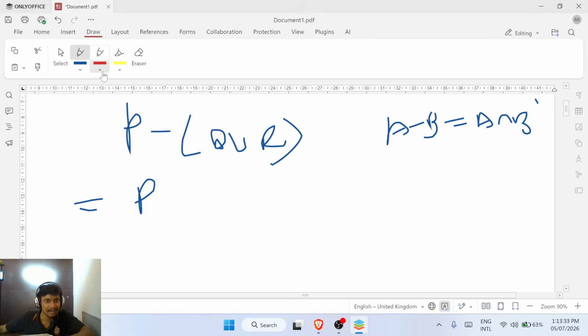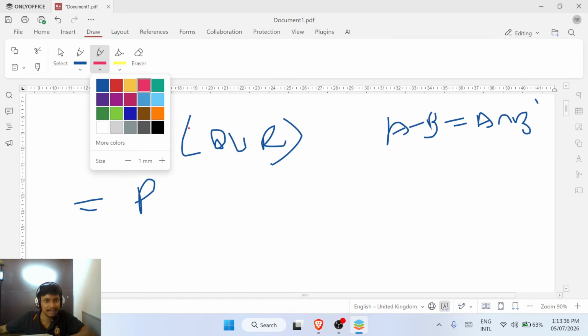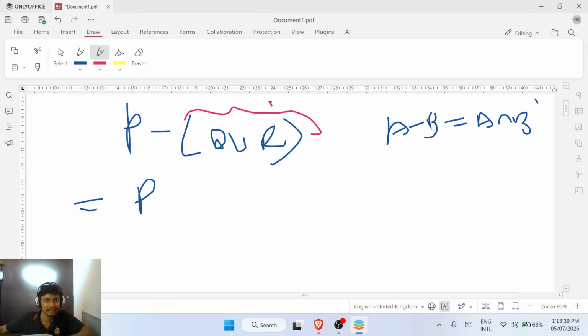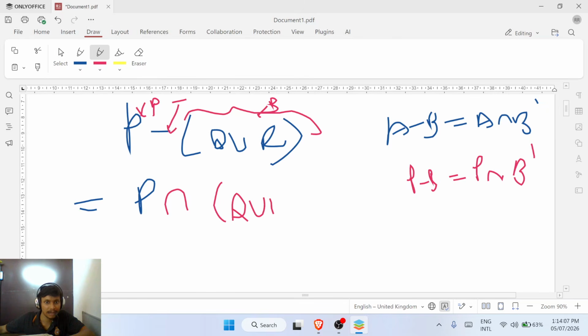Let's consider this Q union R as B. Okay, now this is B, this is P, this is minus. Therefore, P minus B. What is P minus B? P minus B is equal to P intersect B dash. Therefore, how can we write P minus (Q union R)? P intersect (Q union R) dash. Okay, P minus (Q union R) is equal to P intersect (Q union R) dash.